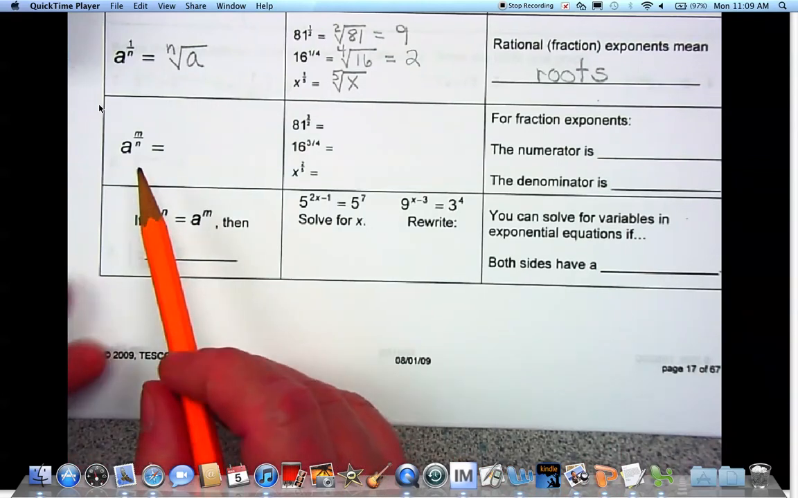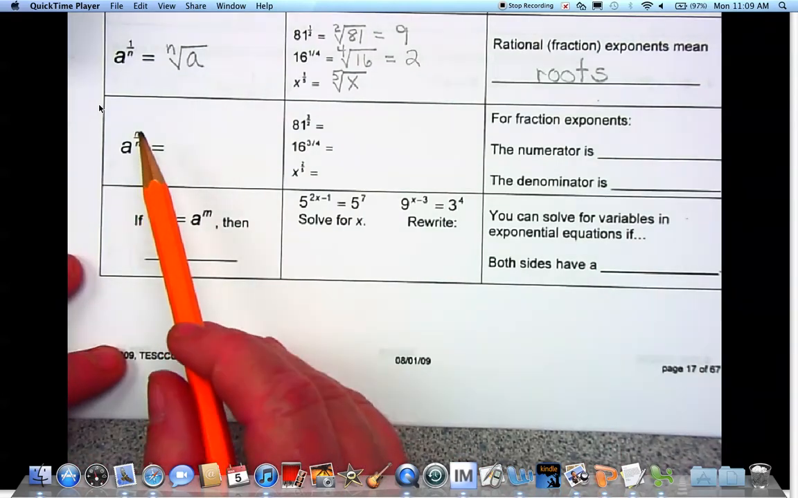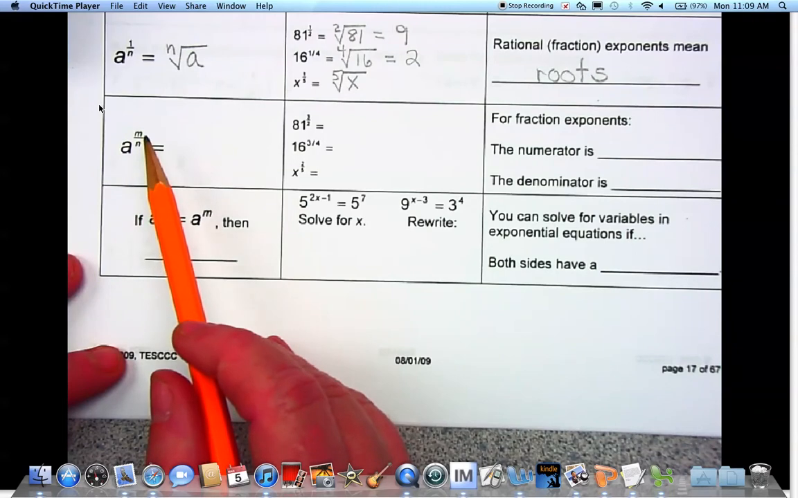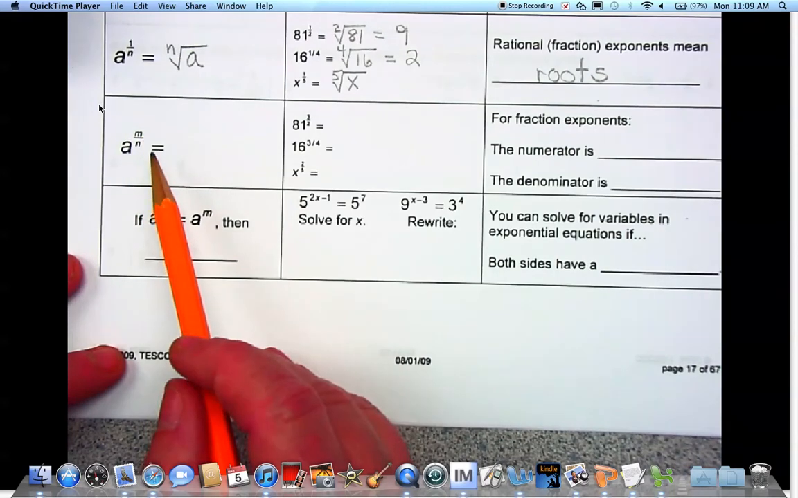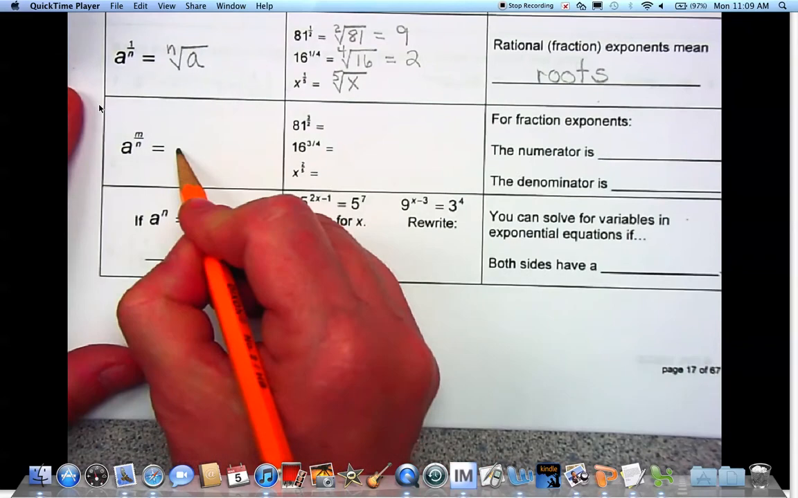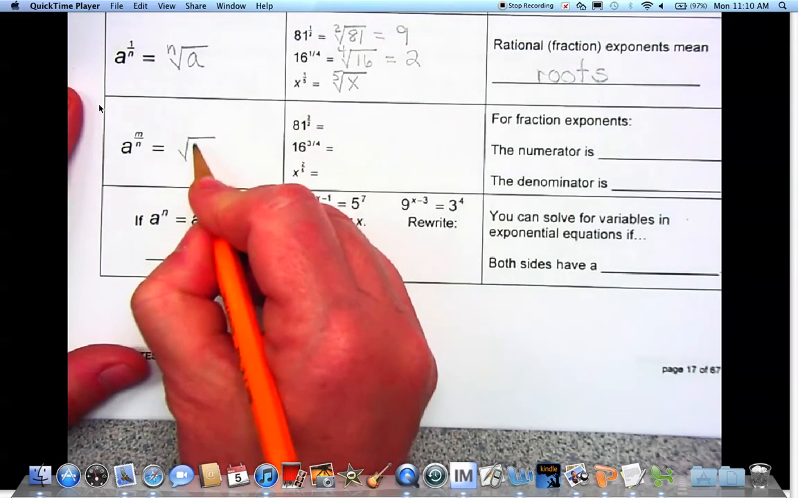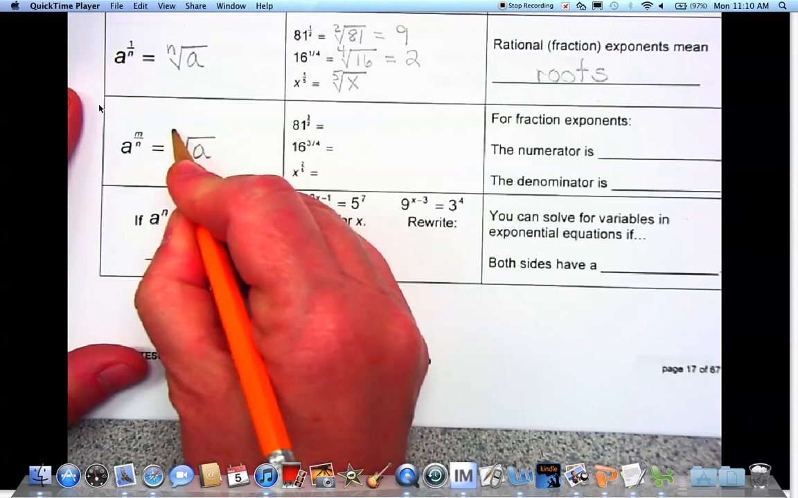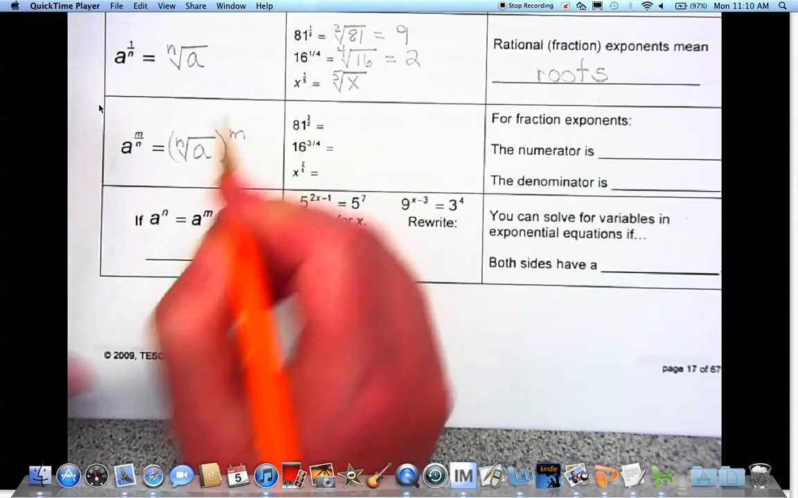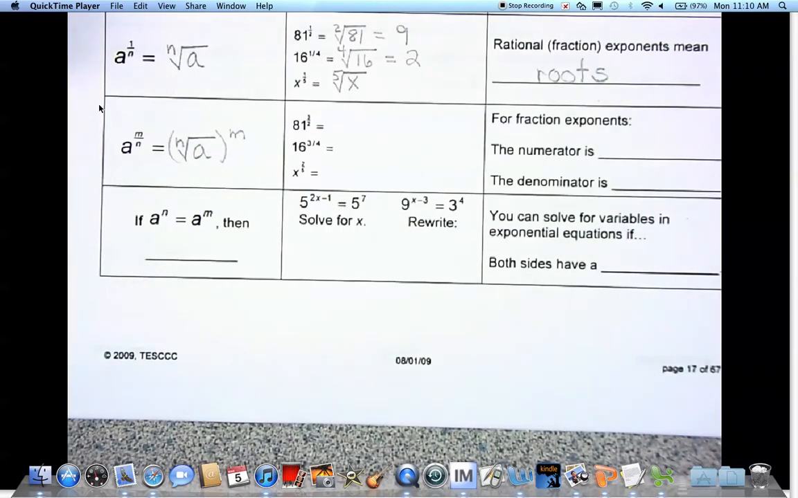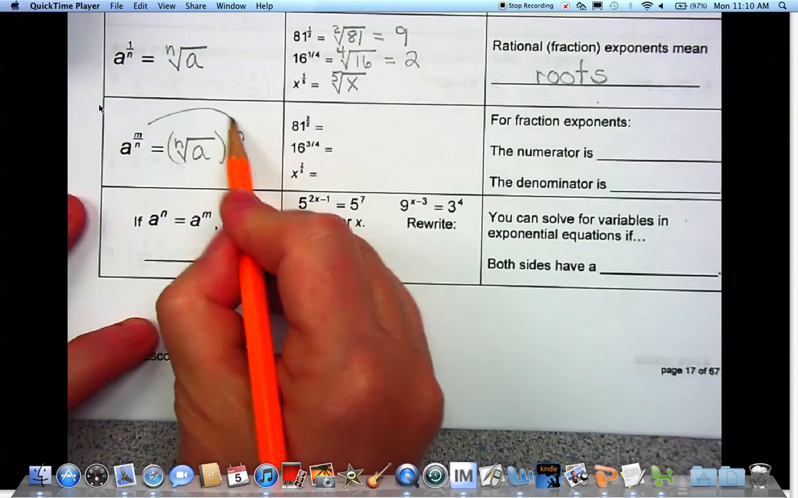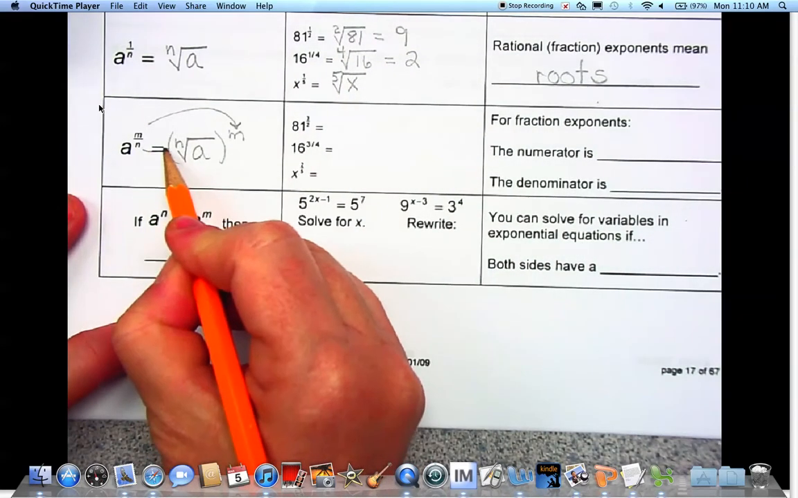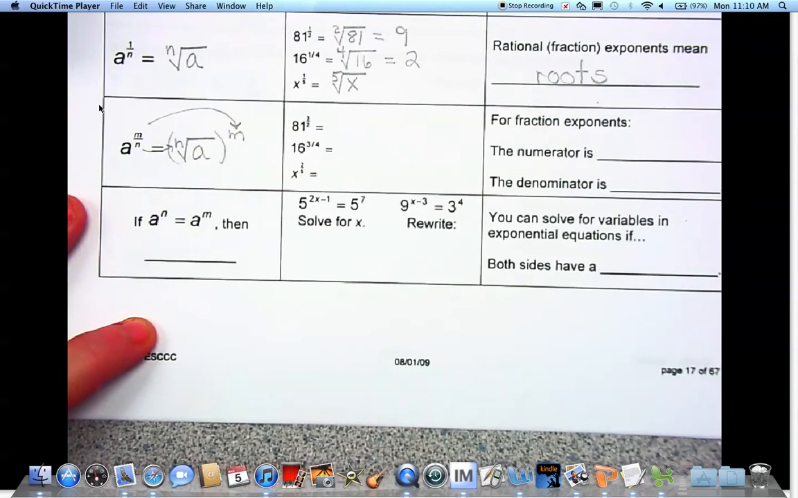Okay, now sometimes you even have a number besides 1 in the numerator of the fraction. So m over n. Okay, we know what part of it is. The nth root of a to the m power. Okay, so the numerator is your power and the denominator is your root.